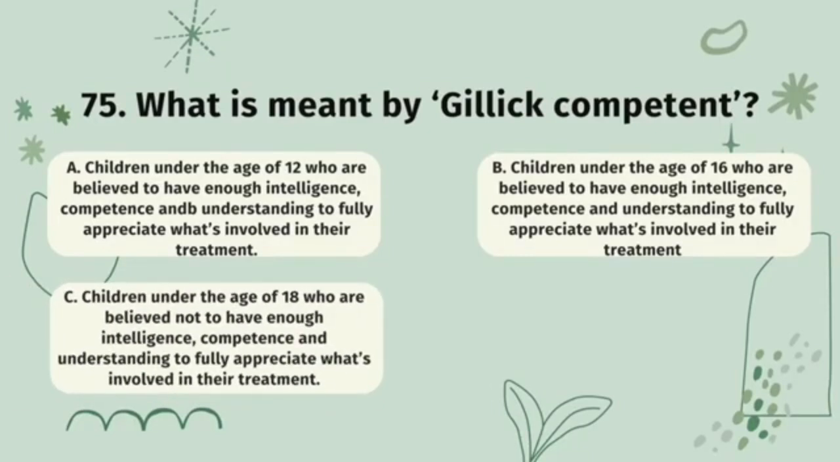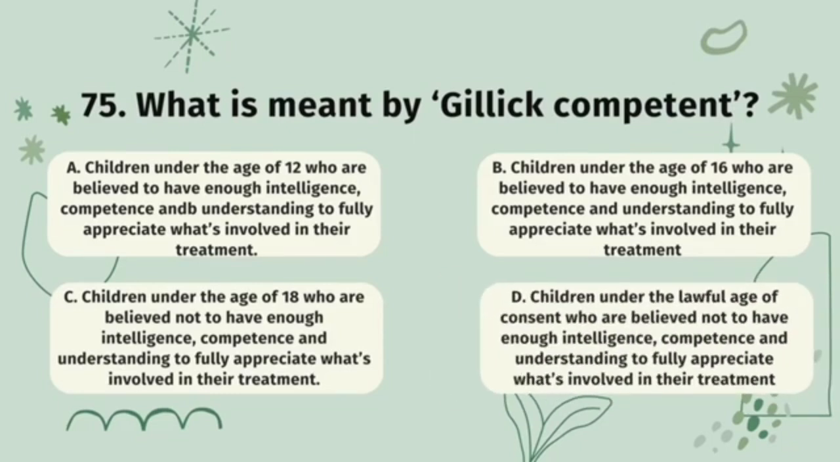Option C. Children under the age of 18 who are believed not to have enough intelligence, competence, and understanding to fully appreciate what's involved in their treatment. Option D. Children under the lawful age of consent who are believed not to have enough intelligence, competence, and understanding to fully appreciate what's involved in their treatment.